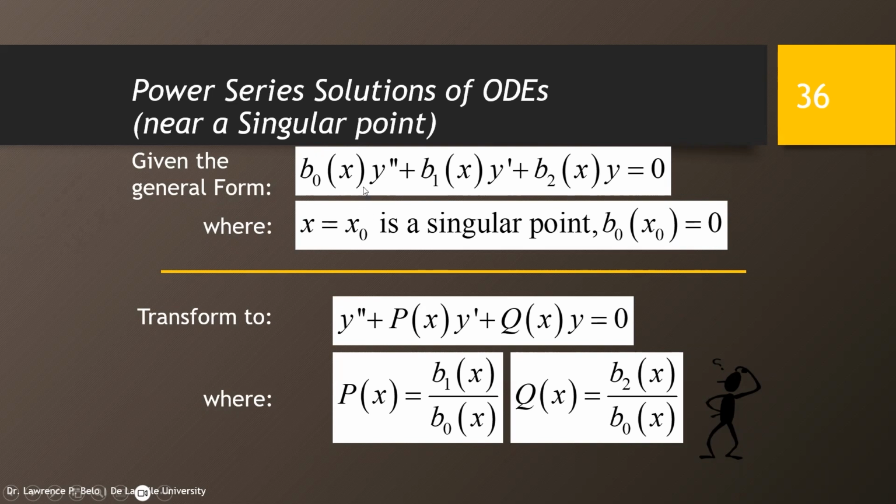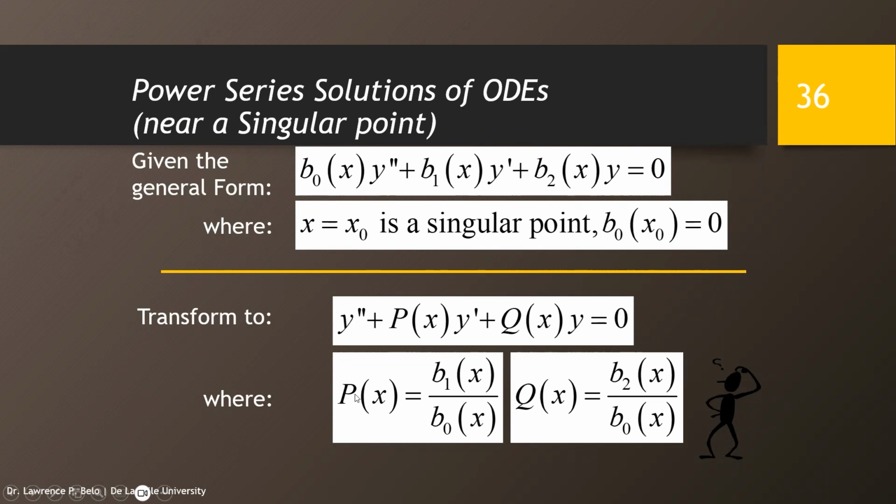So that means if there is a first term that's being multiplied to y double prime, the highest order that you have here, and that term becomes 0, the highest order will no longer be present, right? So what's the transformation? Given the general form here on top, divide everything by b sub 0 of x. So you'll have simply y double prime plus p(x) y prime plus q(x) y. It's similar to how we simplify the differential equations in your Cal Eng 3.